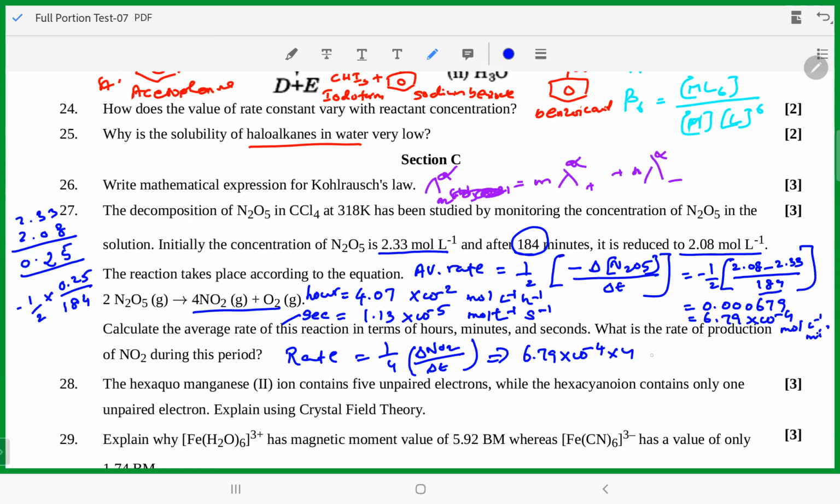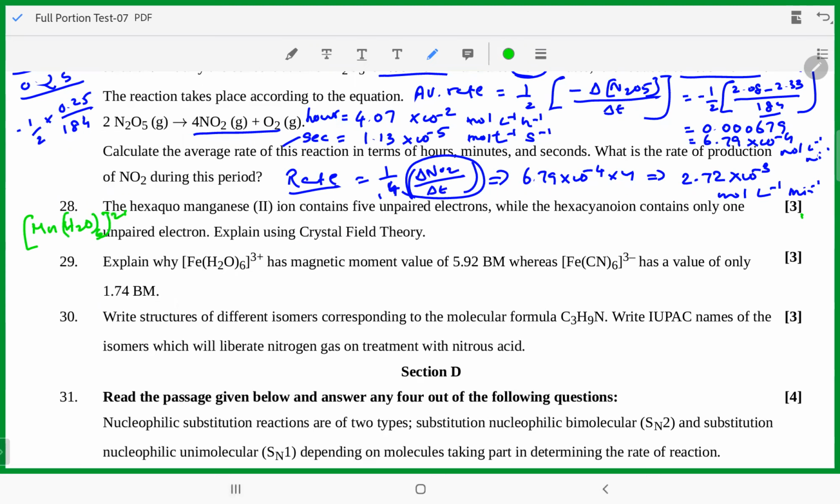The hexaaquamanganese(II) ion, Mn2+, contains 5 unpaired electrons, while the hexacyanomanganate(II) ion, 4-, contains only 1 unpaired electron. Explain using the crystal field theory. How will you explain this question?